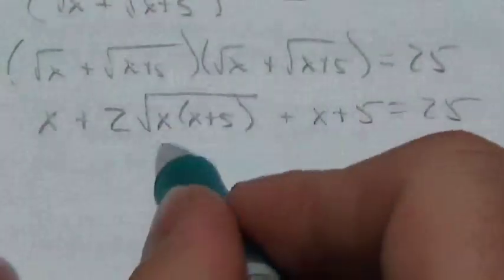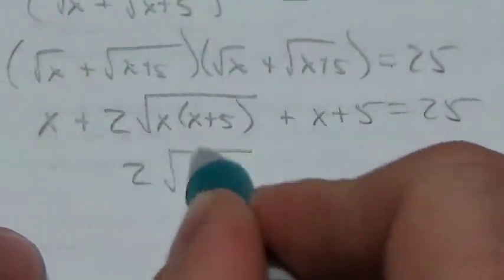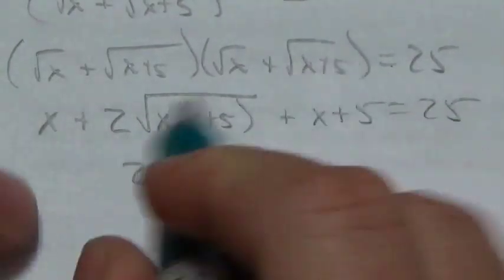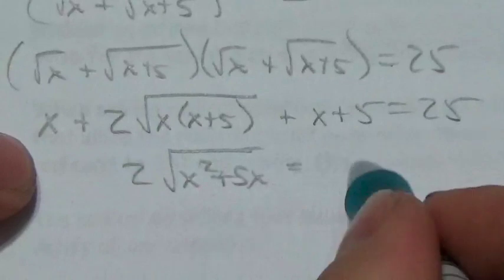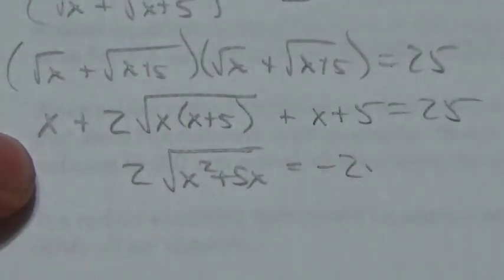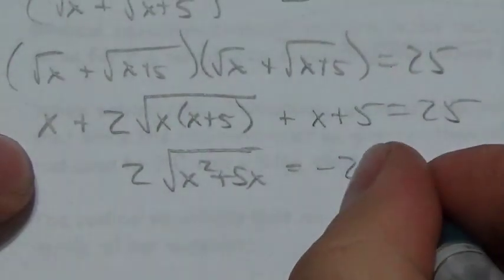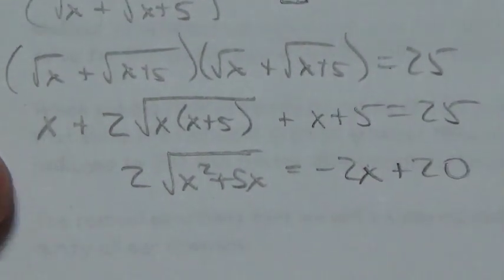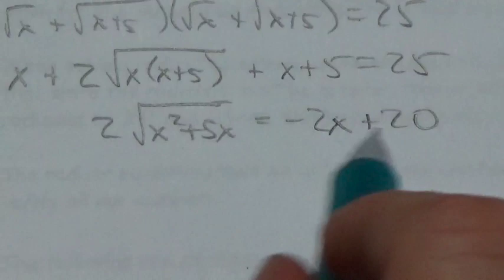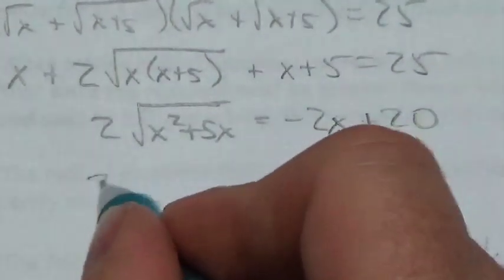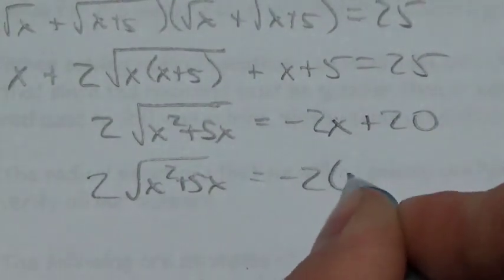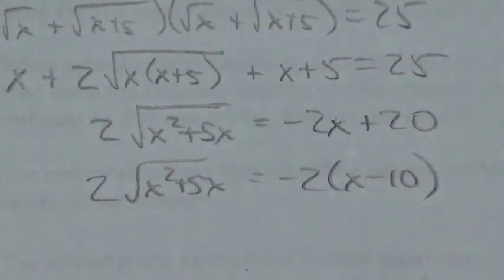Now, though, I am going to isolate this radical, so it'd be 2 root, and I'll just multiply that through, x squared plus 5x. I'm going to bring those two x's over, so negative 2x. Then I'll subtract the 5, so plus 20. Okay, I'm going to factor out the negative 2 there, so 2 root x squared plus 5x is going to equal negative 2x minus 10.